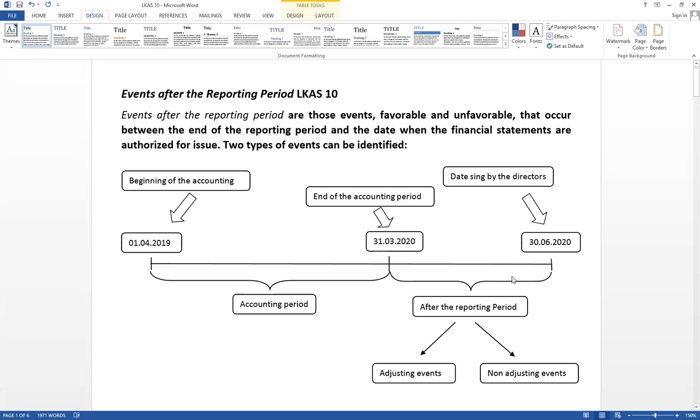Those are the events both favorable and unfavorable that occur between end of the reporting period and date when the financial statement authorized for issue.